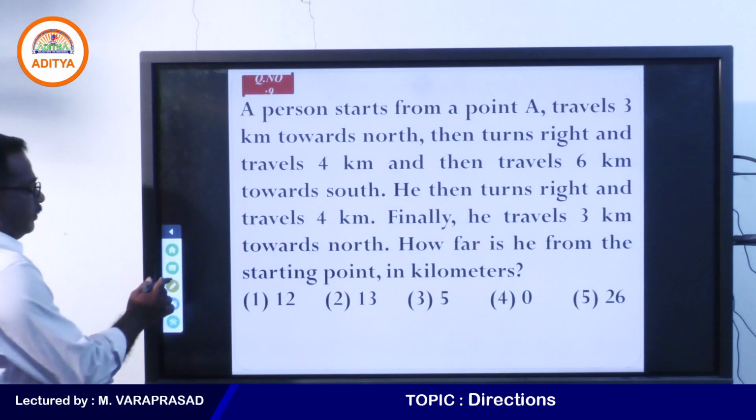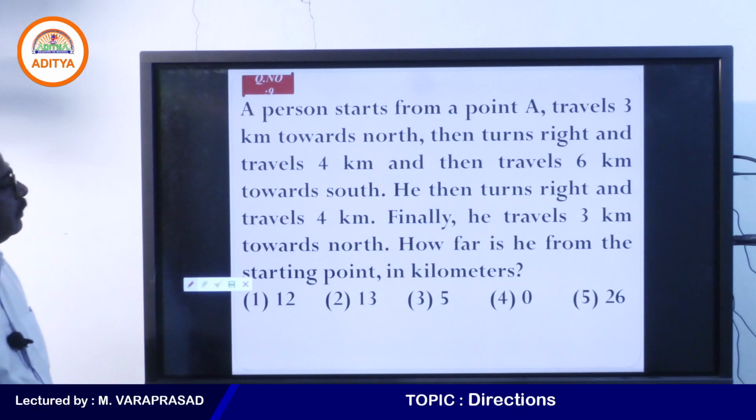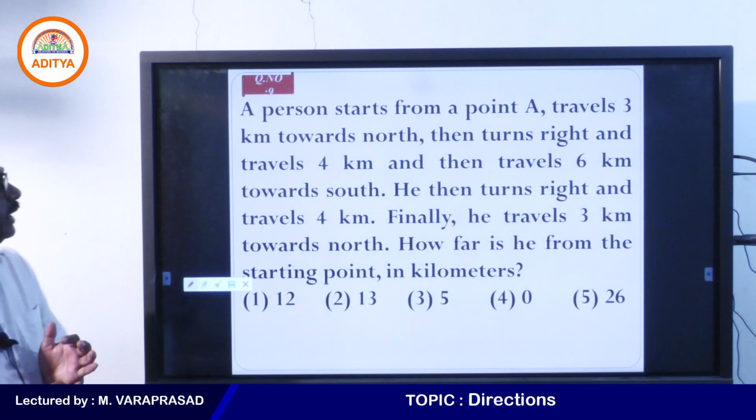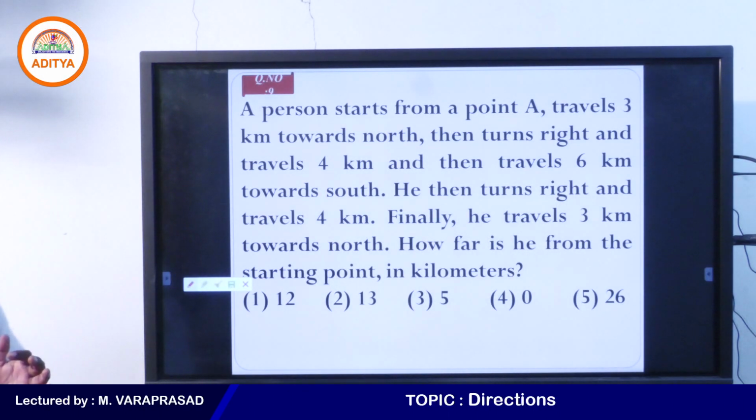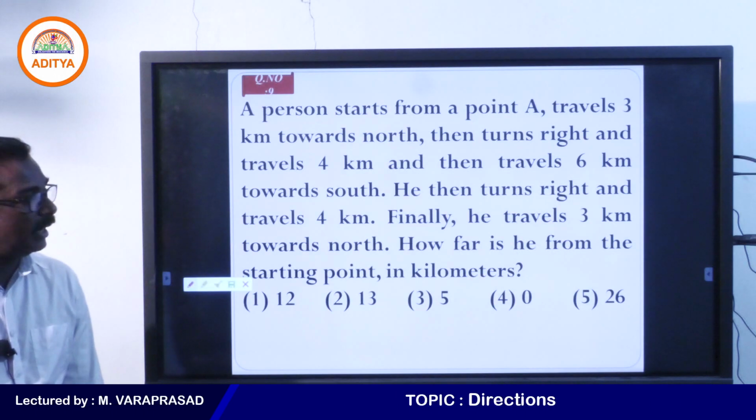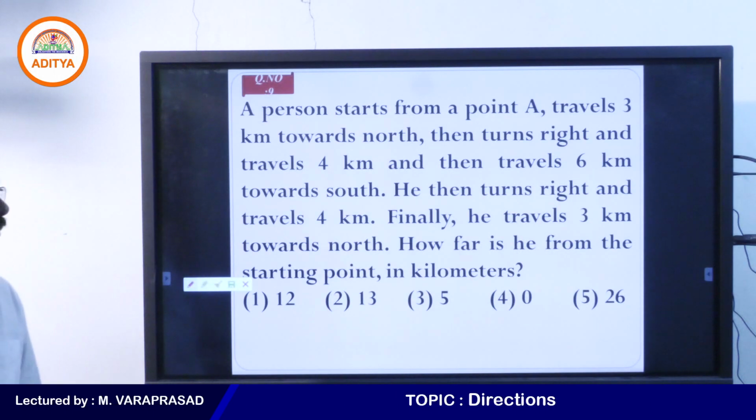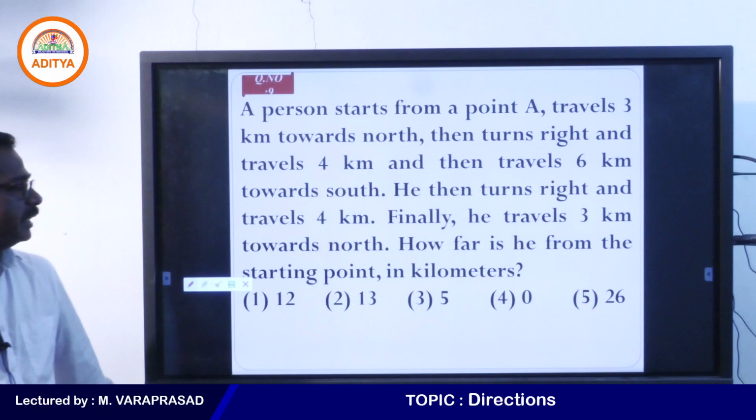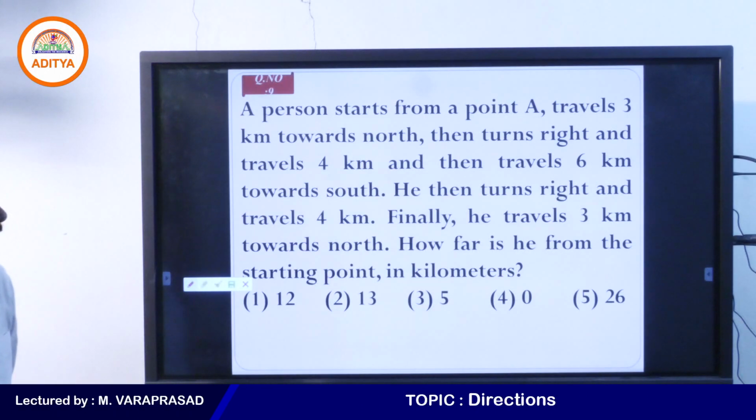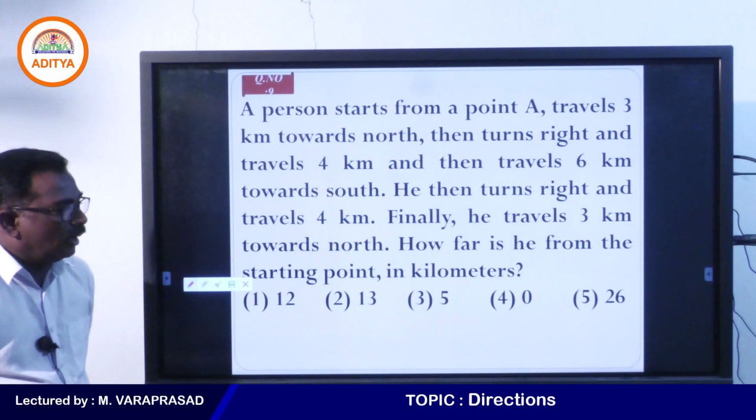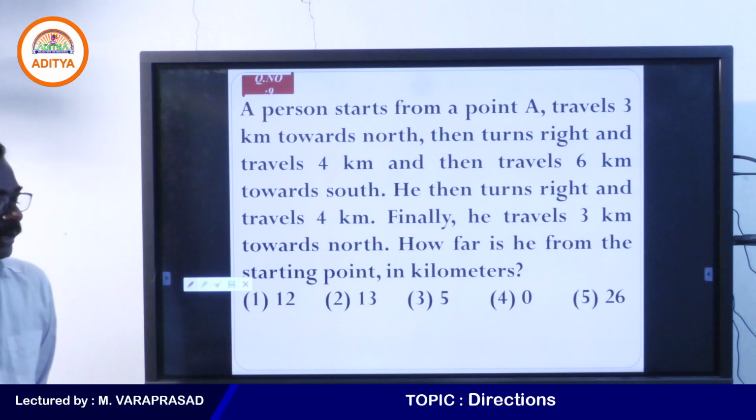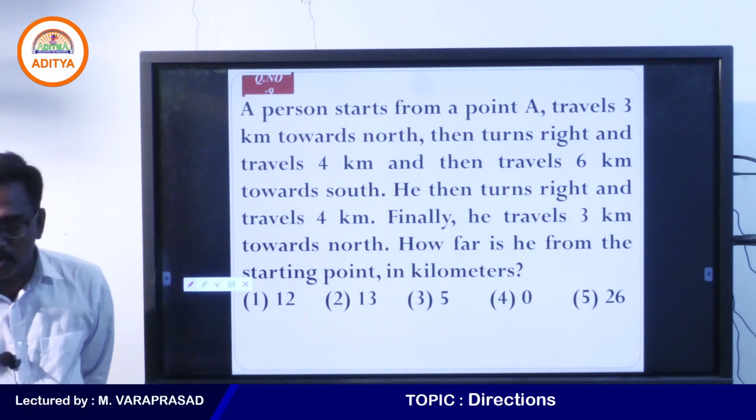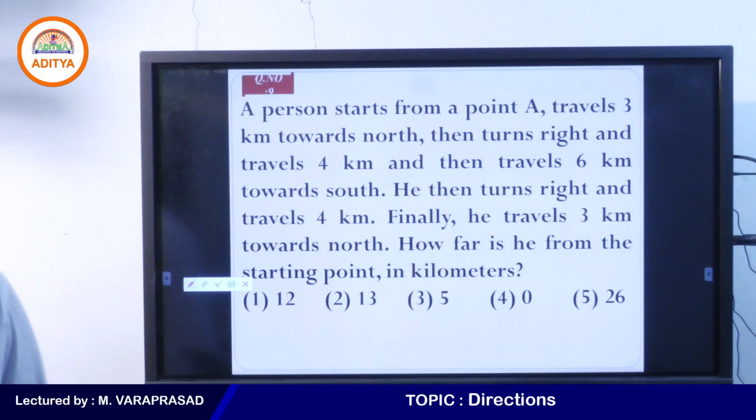What is given there? You see one more example. A person starts from a point A, travels 3 kilometers north, then turns right and travels 4 kilometers and then travels 6 kilometers towards south. Then he turns right and travels 4 kilometers. Finally, he travels 3 kilometers towards north. How far is he from the starting point in kilometers? Let me know the answer. All are same models. You can do easily.